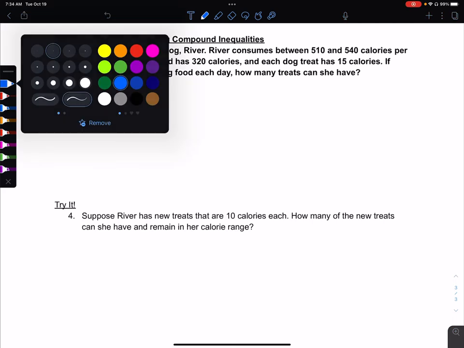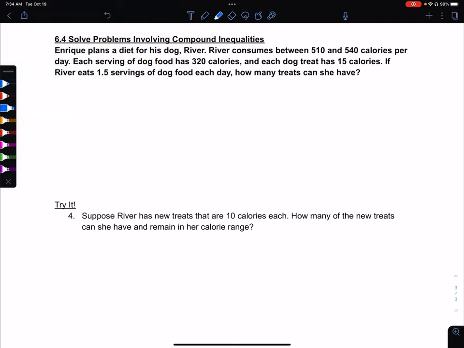Okay, so let's note that. A serving of dog food has 320 calories, and each dog treat has 15 calories. We also need to note that she consumes between 510 and 540. Between is important. If River eats 1.5 servings of dog food each day, how many treats can she have? So that 1.5 servings of dog food goes with the 320 calories.